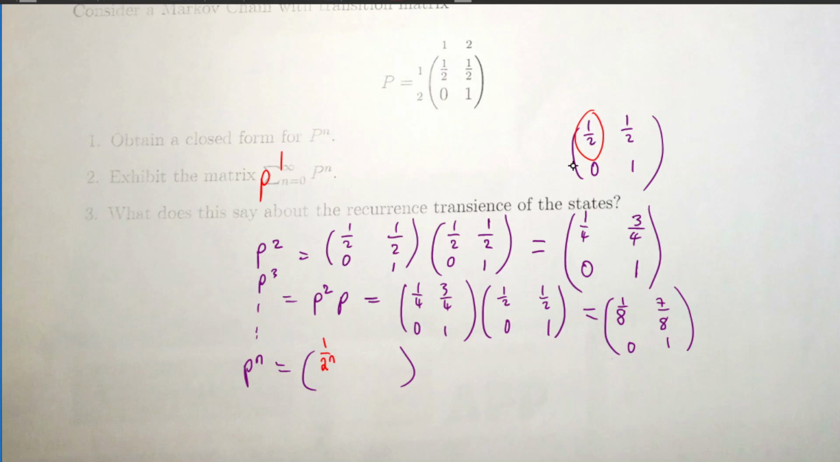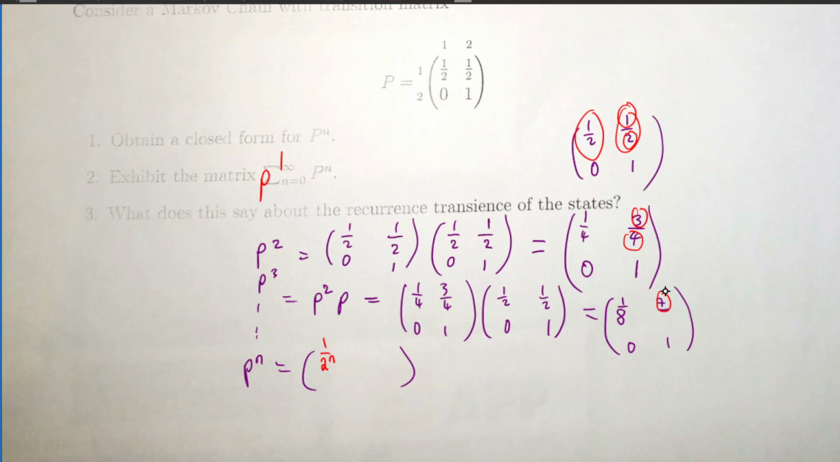When n is 2, we're going to have 2 to the power 2, which is 4. When n is 3, we're going to have this matrix. Then here we see the trend. The one on top is 1 less than the one on the bottom.